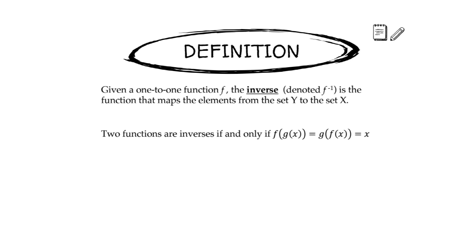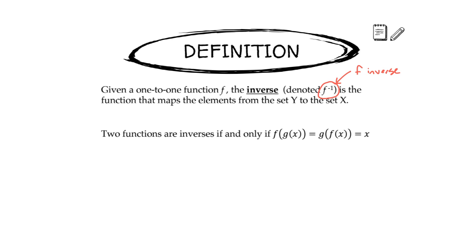Given a one-to-one function, f, the inverse is denoted f inverse. Be careful with this notation because it certainly looks like f to the -1 power. But that's not how you want to read it. When you look at this notation here, you just want to read it as f inverse. And it's the function that maps the element from the range back to the domain.